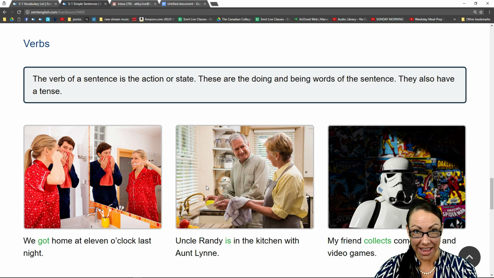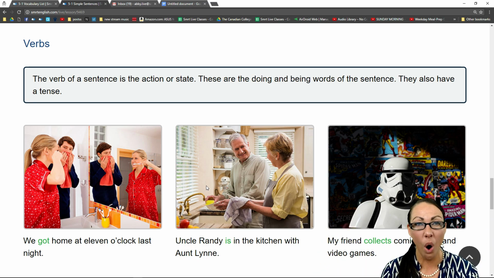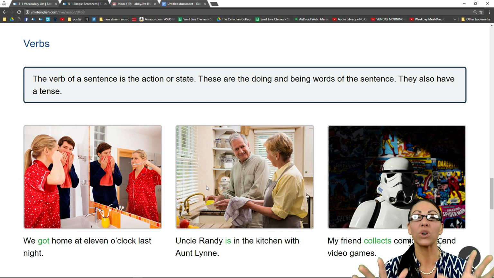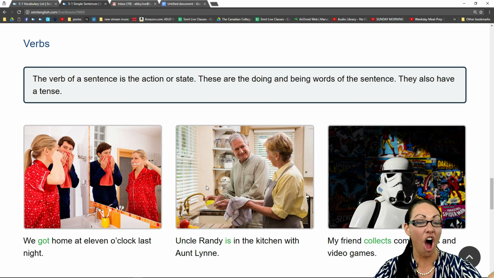As our present tense, it's happening now, or it's taking place now, or it is now. Uncle Randy is in the kitchen with Aunt Lynn. Right? So we're saying in the present tense, this is taking place right now. So is our verb, our present tense. This is currently happening. This is currently taking place. This is the present. That Uncle Randy is in the kitchen with Aunt Lynn.